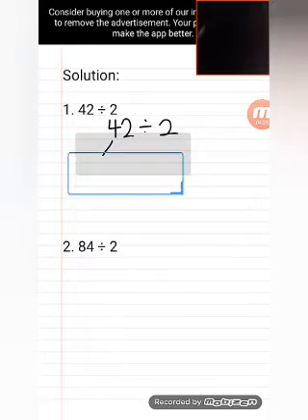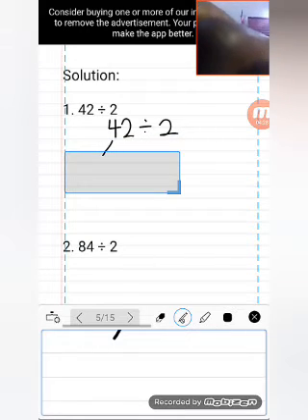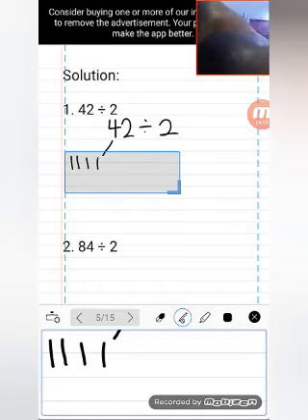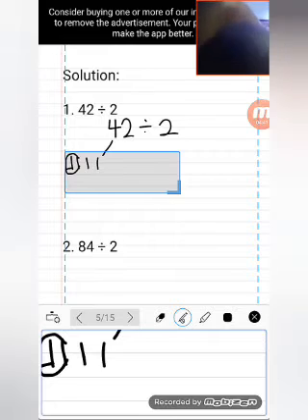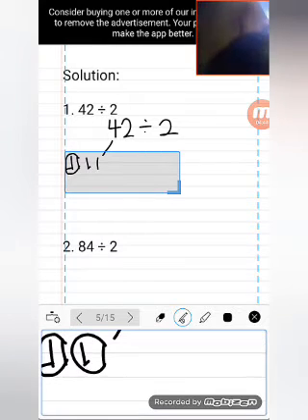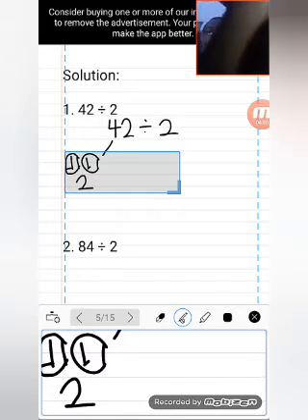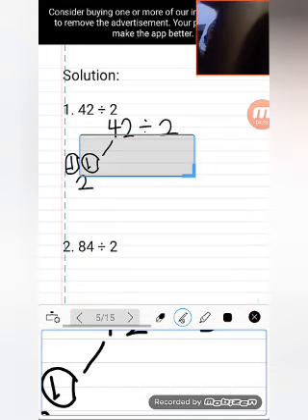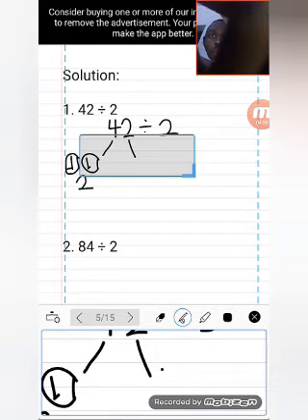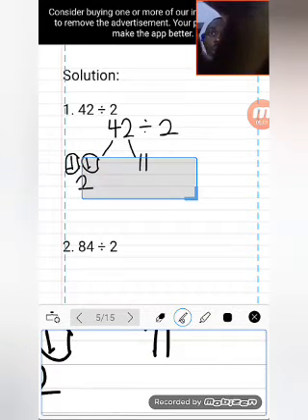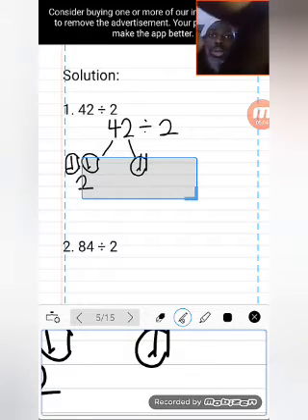Now the 4, we divide it by counting. 1, 2, 3, 4. So let's divide it by 2. That's 1, 1, 2. So how many groups of 2 do we have here? We have 2. For the next one, which is 2: 1, 2. So let's divide by 2. That will be 1, 2. So how many groups of 2 do we have here? 1.